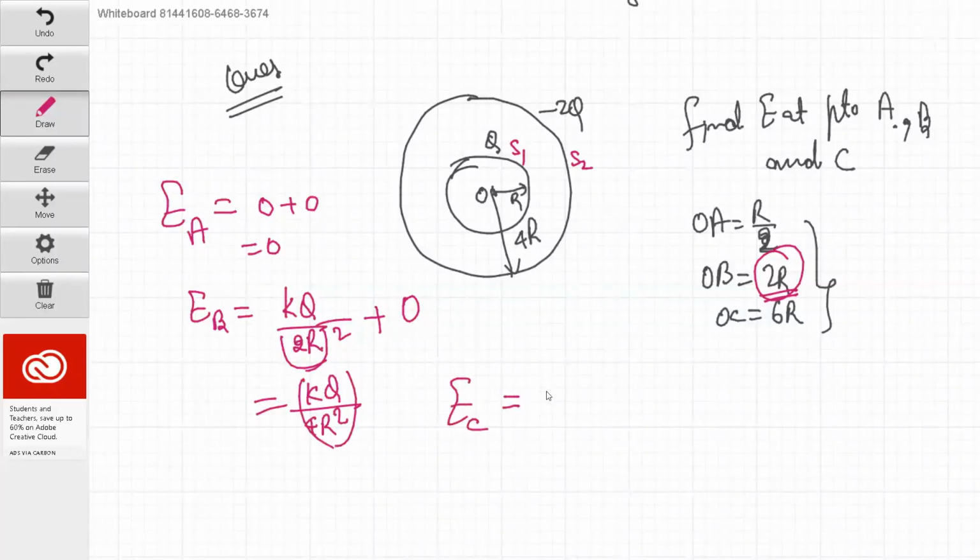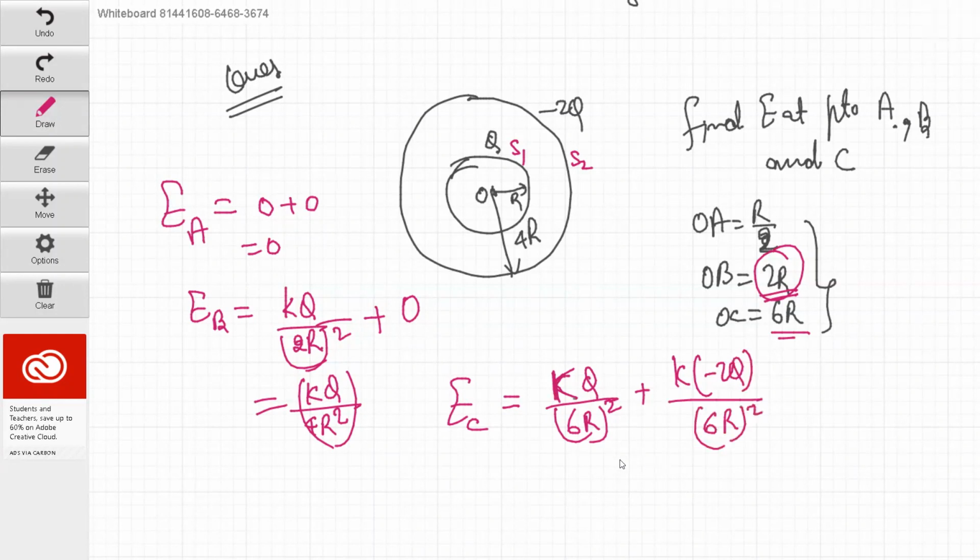Electric field at point C. That is equal to K into electric field at point C. Point C is outside. So it will be equal to KQ by 6R square plus K into minus 2Q by 6R square. Is this all right? So that is equal to minus KQ by 6R square. That is equal to minus KQ by 36R square. Is this all right? Do it.